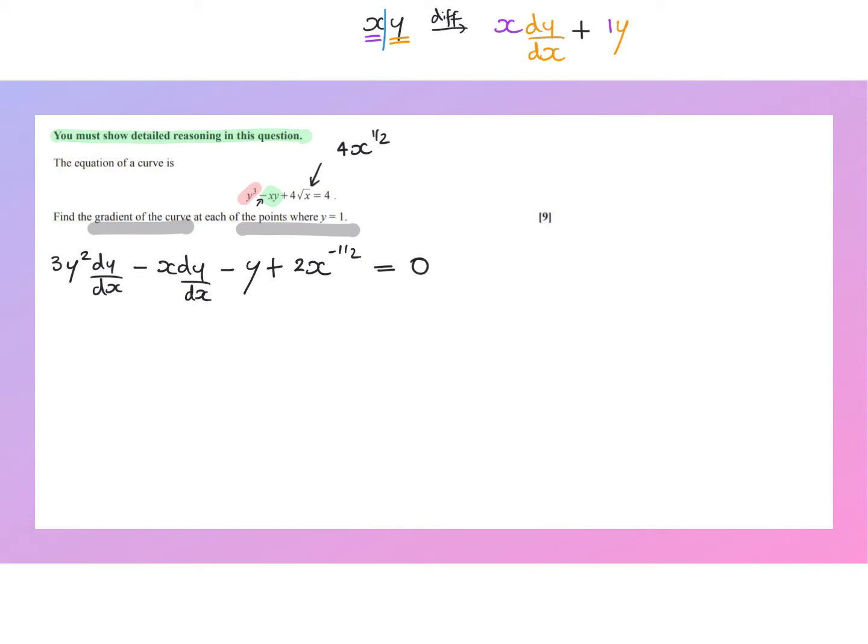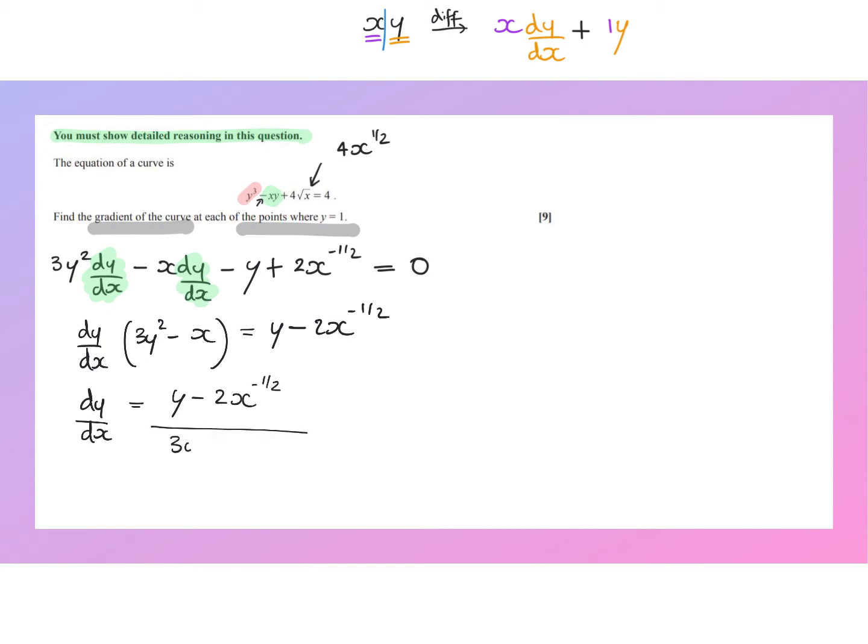Let's now collect the terms that contain dy by dx together and factorise. So that's dy by dx, and then in the bracket 3y squared minus x, and on the right hand side we'll shift everything else over, so that's y minus 2x to the negative a half. I then want to make sure I isolate dy by dx on the left hand side by itself, so that's y minus 2x to the negative a half all over 3y squared minus x.